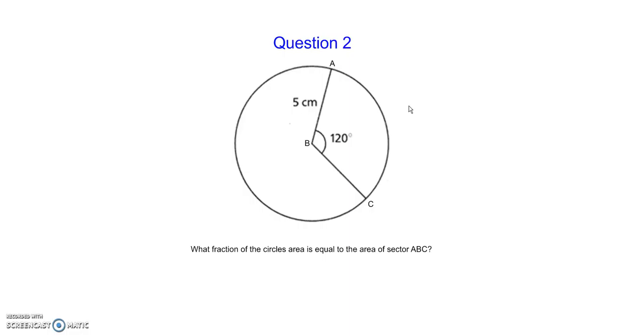All right, and now we arrive at question number 2. If we are given the information above, let's make it easier this time. Just tell me what fraction of the circle's area is equal to the area of sector ABC. So again, if we know the area of the total circle, what fraction of that area is going to be equal to the area of the sector ABC?